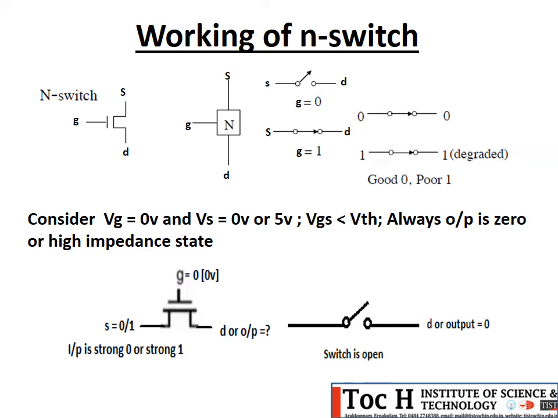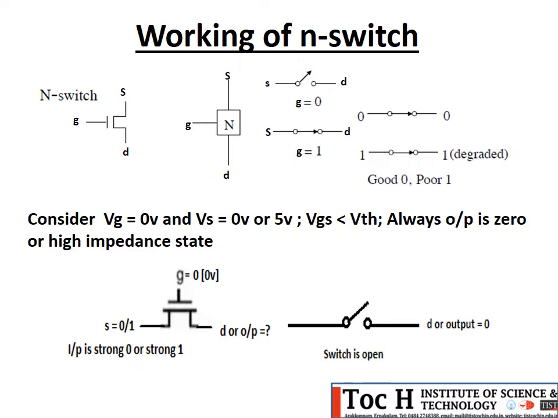You can see here, N switch comprises of the source, drain with the gate. We all know N switch is having a positive threshold voltage. So whenever a gate is applied with a positive threshold voltage, the switch will get closed. So you can see here, when G is equal to 0, the switch is open, and when G equal to 1, the switch is closed. So when the switch is closed, as we give the source terminal a zero logic, it will pass 0 to its output.